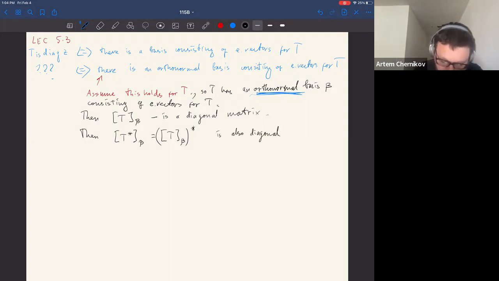right? Because what is the conjugate transpose or adjoint of a matrix? We have to look at the matrix representing T with respect to beta, which is diagonal. If you transpose it, it remains diagonal, and then you take the complex conjugate of each entry on the diagonal. So it stays diagonal, right? So we see that this matrix is diagonal as well, for the adjoint. And also we know that diagonal matrices commute.